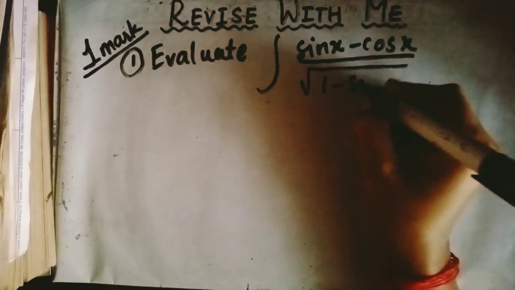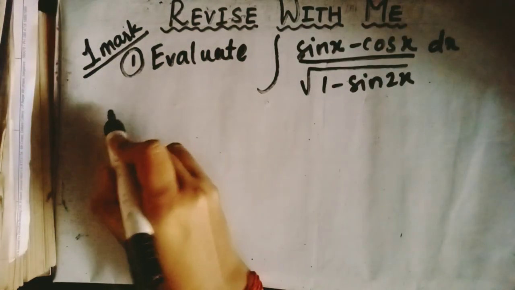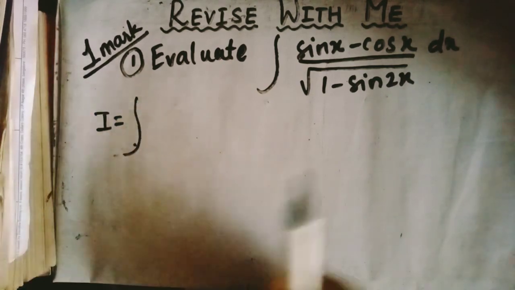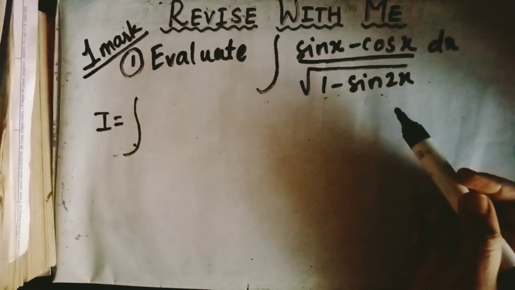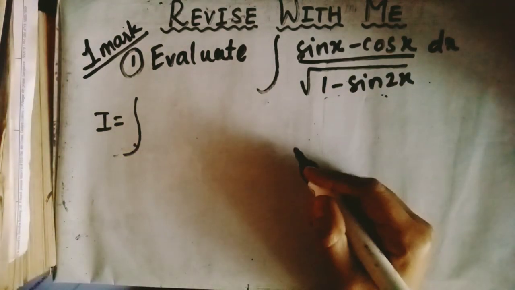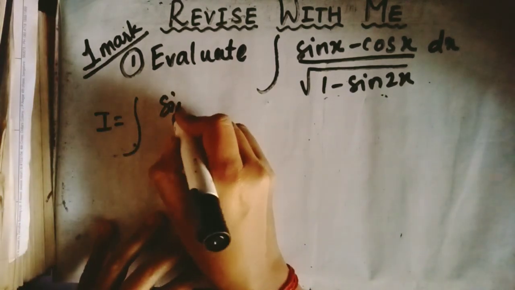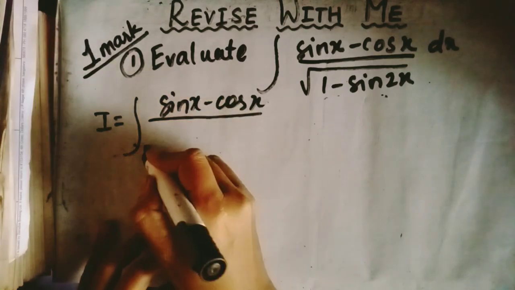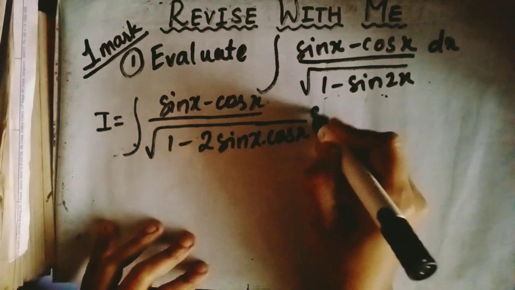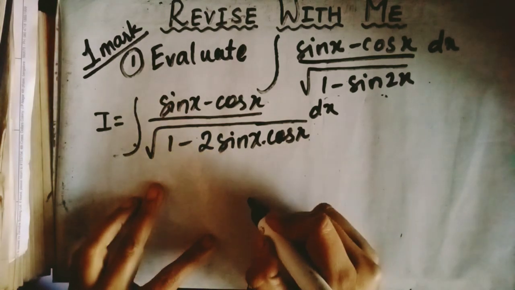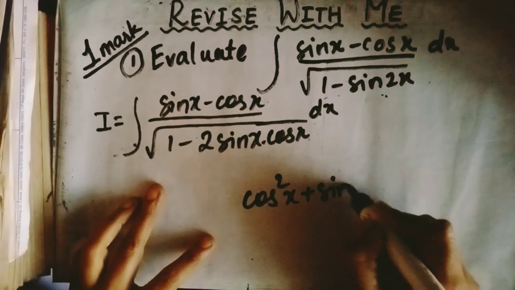Evaluate the integral of sin x minus cos x upon root of 1 minus sin 2x dx. Here you can see that 1 minus sin 2x is given, so you have to use the trigonometric identity sin 2x equals 2 sin x into cos x. I'll write sin x minus cos x upon root of 1 minus 2 sin x into cos x. Now this 1 you can write as cos square x plus sin square x, correct?